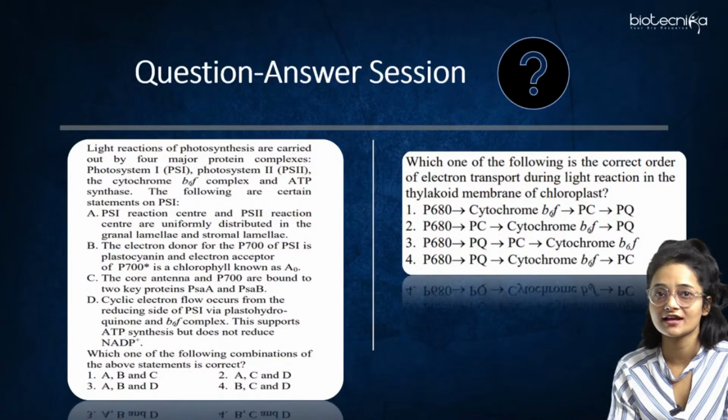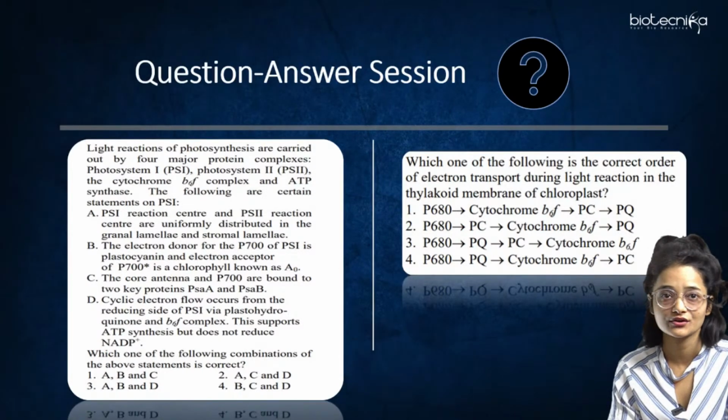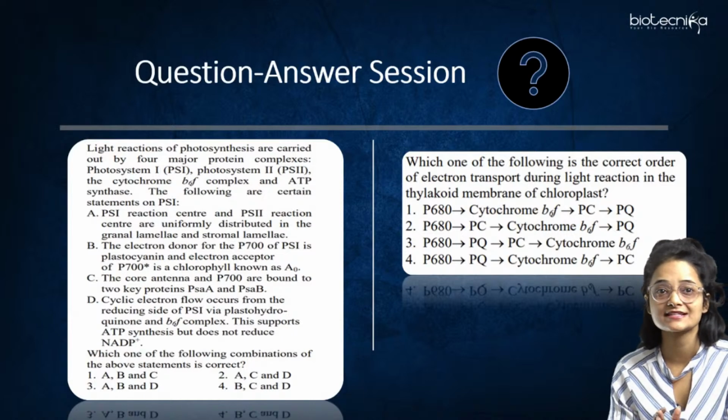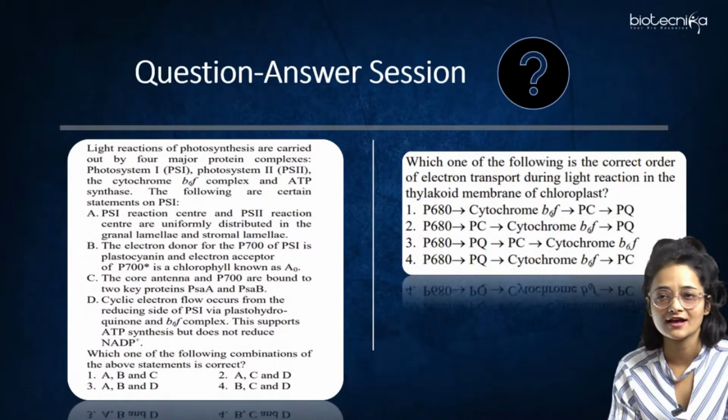The first question says that the light reactions of photosynthesis are carried out by four major protein complexes: photosystem 1, photosystem 2, the cytochrome b6f complex, and the ATP synthase. The following are certain statements on PS1. You have to recognize which statement is correct, right? First, PS1 reaction center and the PS2 reaction center are uniformly distributed in the granal lamellae and the stromal lamellae. Second says the electron donor for the P700 of PS1 is plastocyanin, and the electron acceptor of P700 excited form is a chlorophyll known as A0.